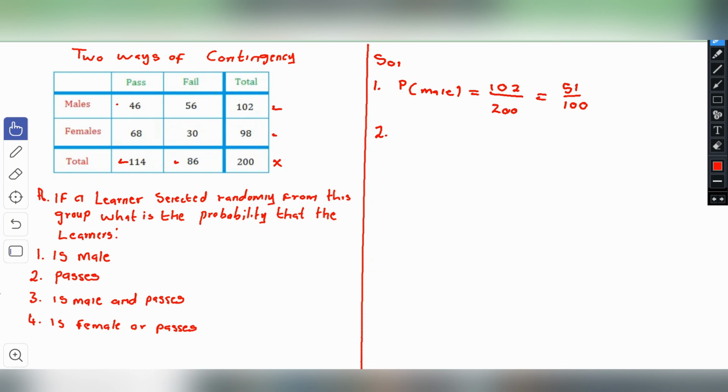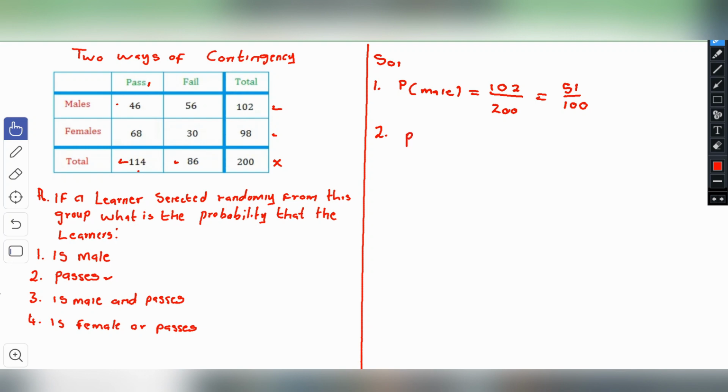Now, the second question says, what is the probability that the learner passes, right? It was not specific about females or males, but all the learners that pass. So we're going to check the total number of learners who passed, which we can see is 140. If you check this row of pass, here it is, whereby it's 140.